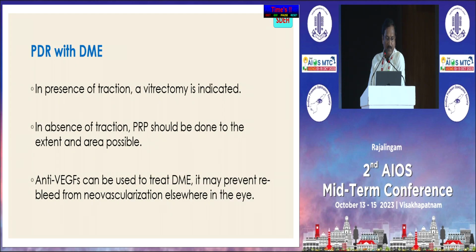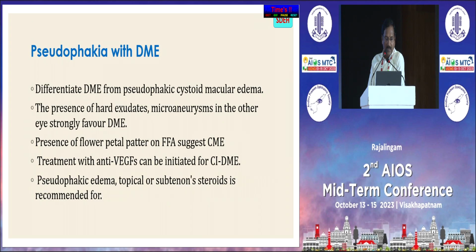So PDR with DME: in the presence of traction, a vitrectomy is indicated. In the absence of traction, PRP should be done to the extent and area possible. Anti-VEGF can be used to treat DME. It may prevent rebleeding from neovascularization elsewhere in the eye.